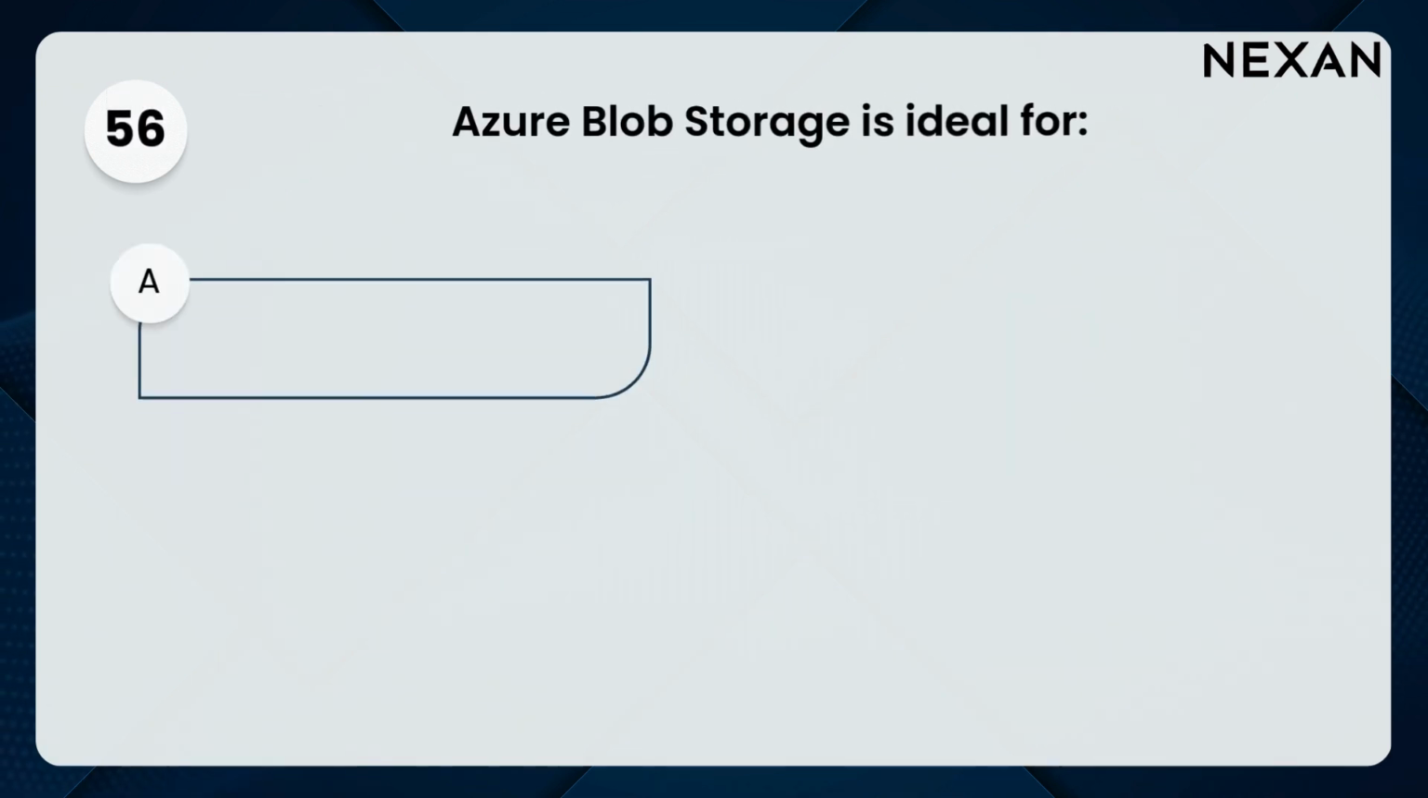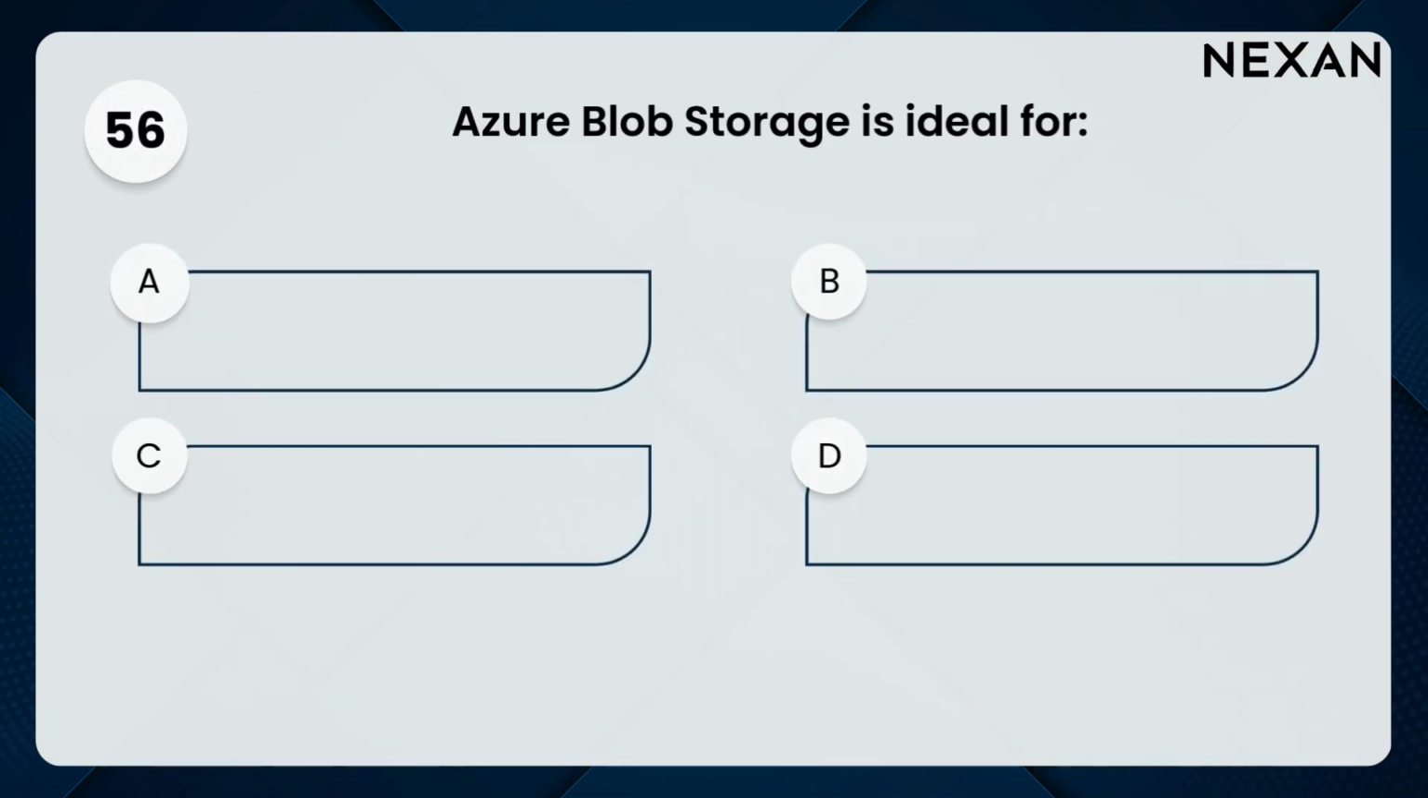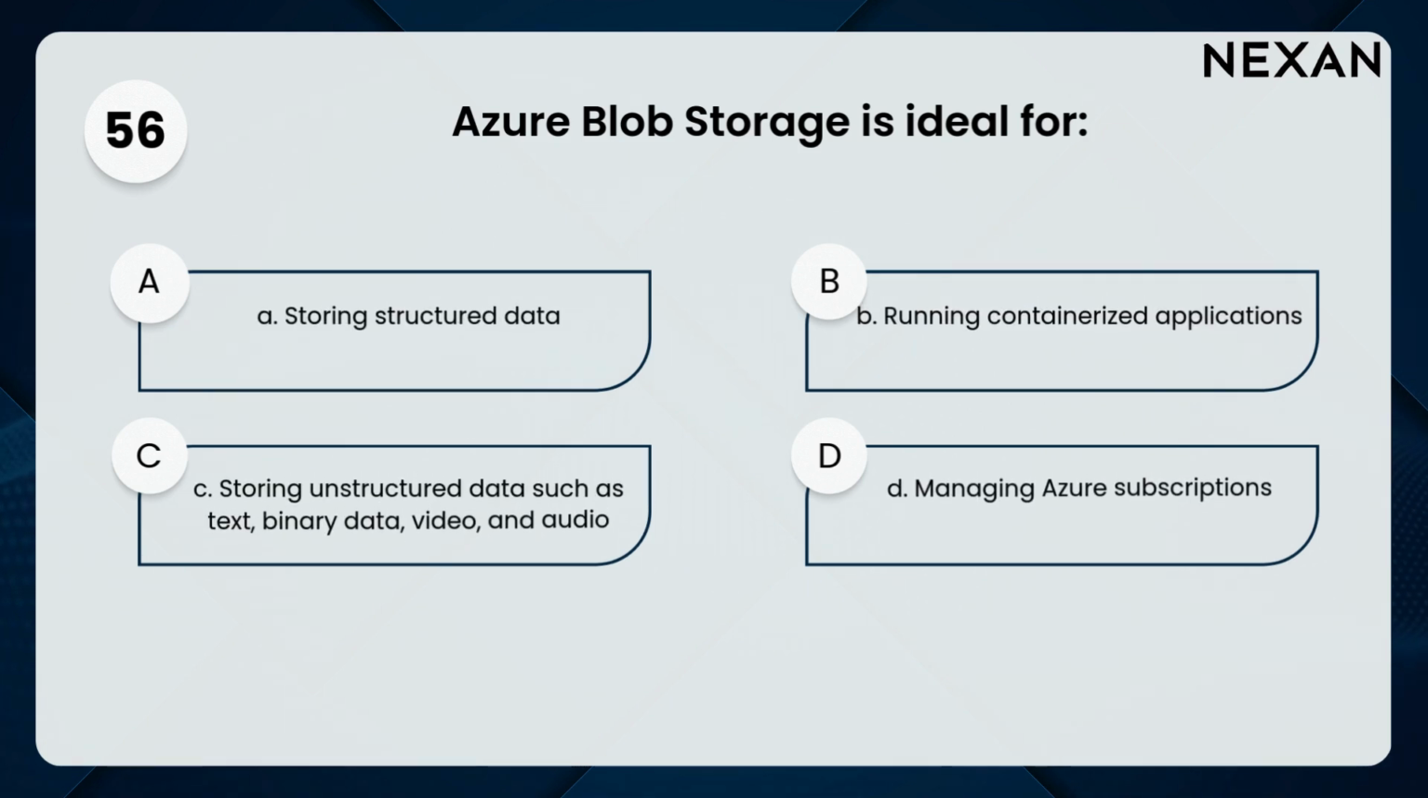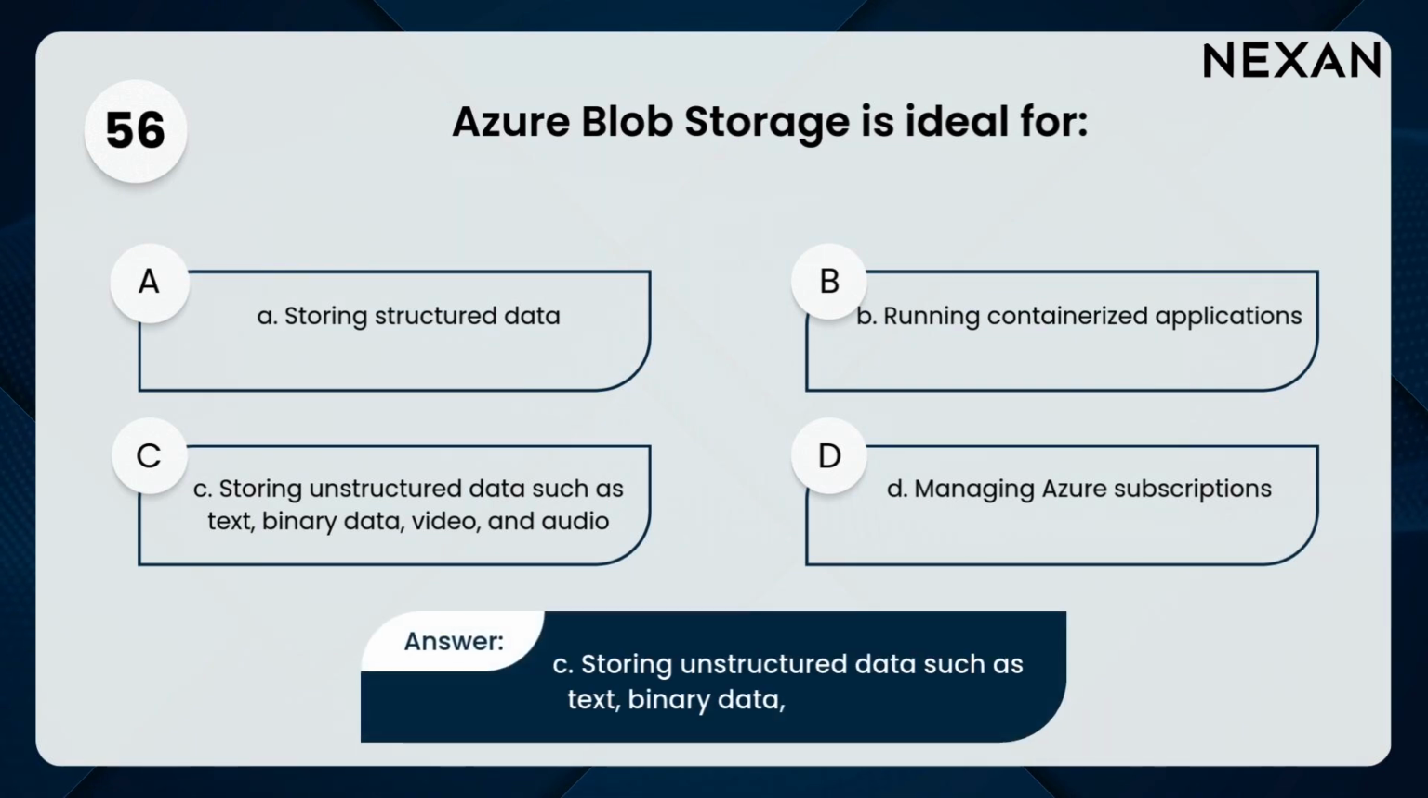56. Azure Blob Storage is ideal for A. Storing structured data, B. Running containerized applications, C. Storing unstructured data such as text, binary data, video, and audio, D. Managing Azure subscriptions. Answer: C. Storing unstructured data such as text, binary data, video, and audio.